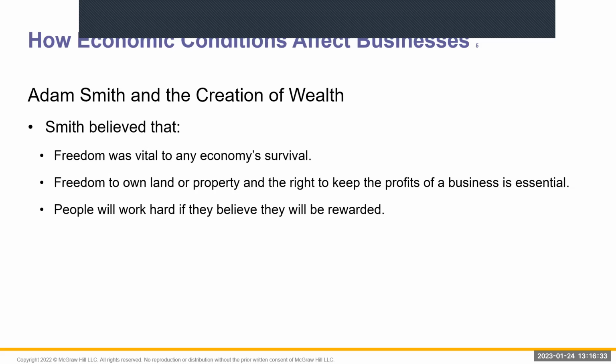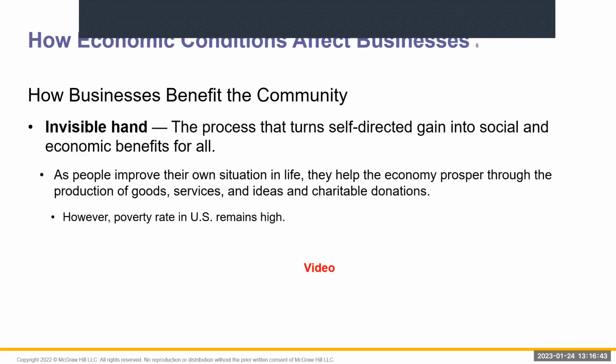People will work hard if they believe they will be rewarded. A very Theory Y thing, which we'll get into, Theory X and Theory Y, in further chapters. But this is what Smith was preaching at the time, and our founding fathers really jumped into it.